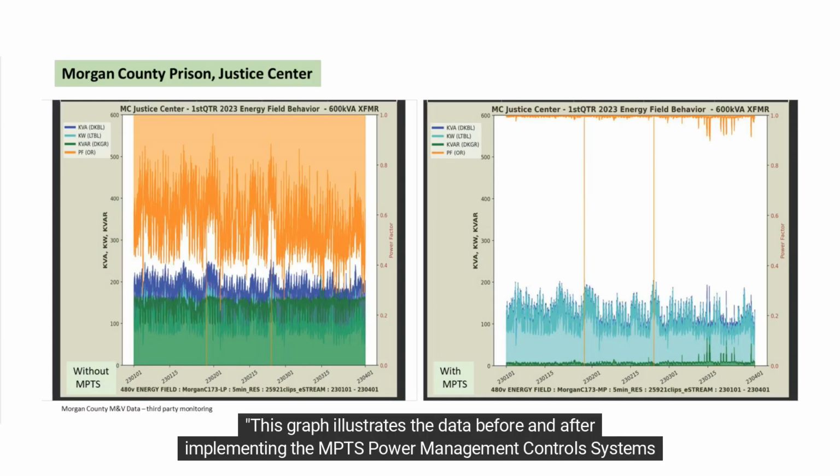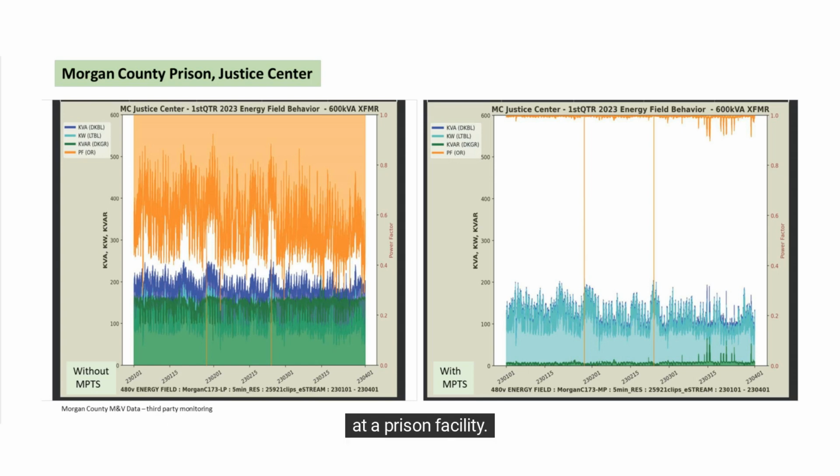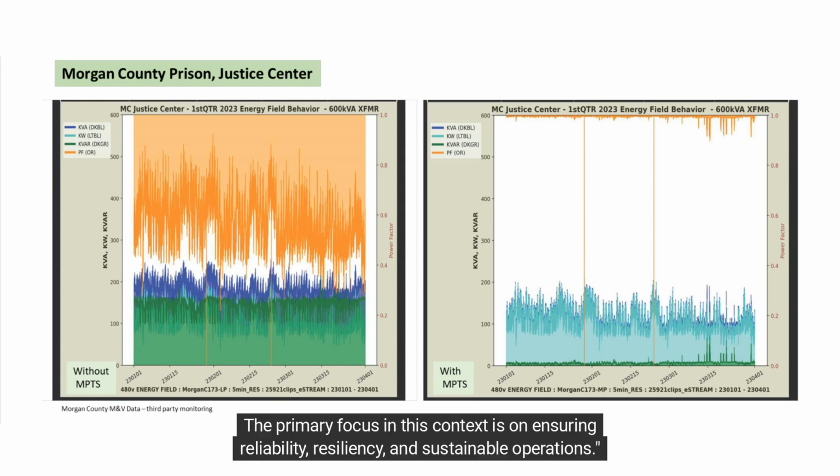This graph illustrates the data before and after implementing the MPTS power management control systems at a prison facility. The primary focus in this context is on ensuring reliability, resiliency, and sustainable operations.